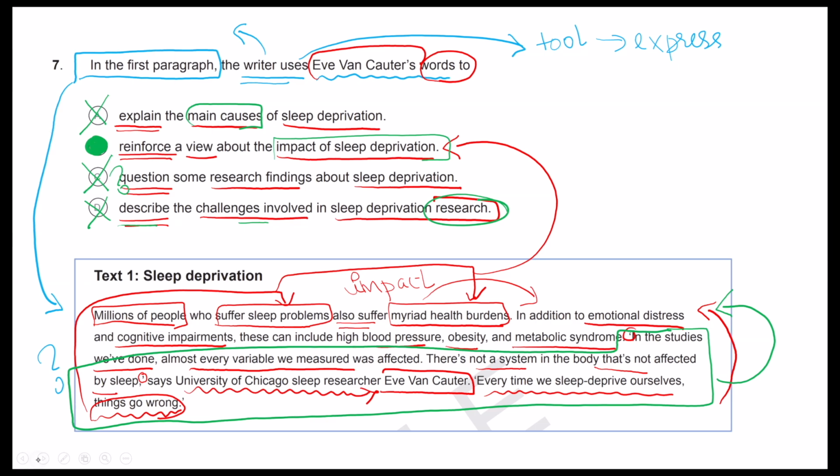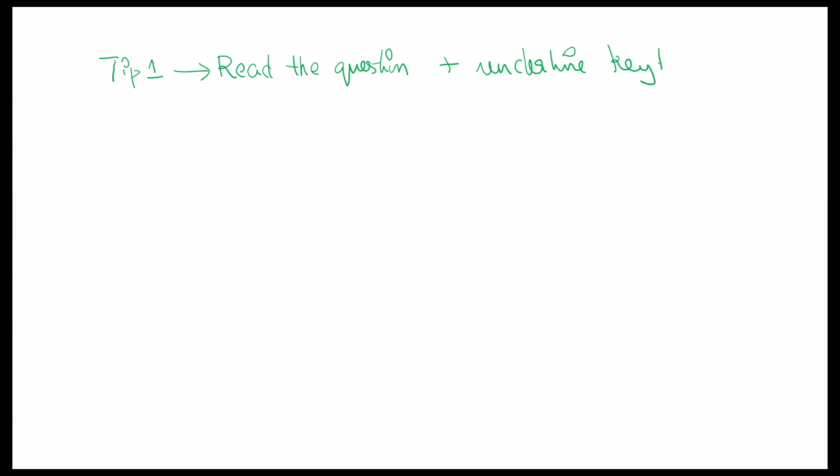So let me quickly brief the tips that we've just discussed. Tip 1, make sure you're reading the question, and as you read the question, make sure to underline the key terms. This is very important. Whatever is important, you need to underline. Tip number 2 is read the answer options, and as you read the answer options, you underline the key terms.